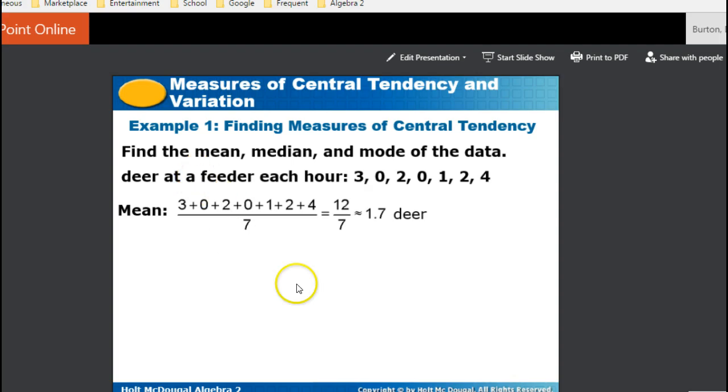All right, the median. That's the one where you line them up in order from least to greatest, and then you find the middle one. So in this case, the median should have been 2.